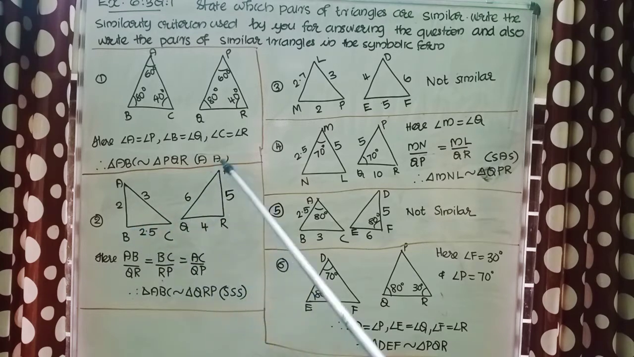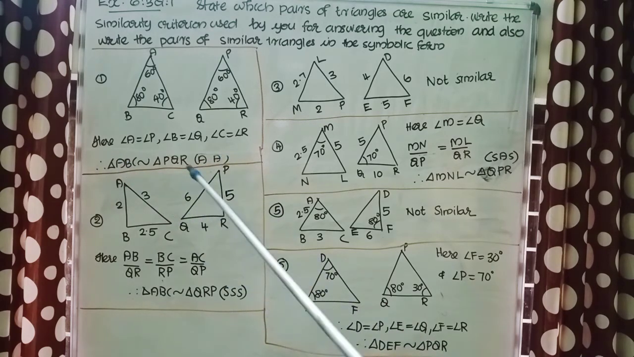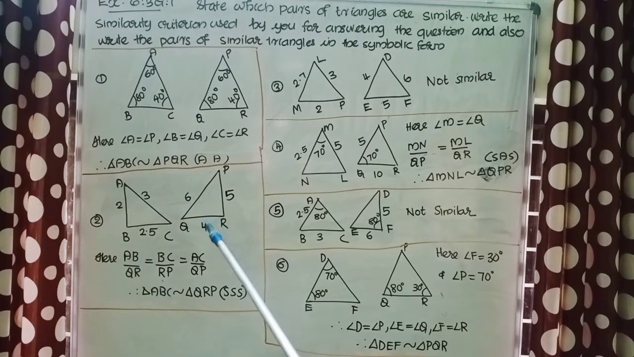Similarly, BC by PR, 2.5 by 5, is also equal to 1 by 2. AC by PQ, that is 3 by 6, is also equal to 1 by 2. So we got the same ratio, AB by QR equal to BC by RP equal to AC by QP. Here the corresponding side of AB is QR. So the order we should keep. The triangles are similar by using SSS similarity criterion and we can write the order ABC similar to QRP.